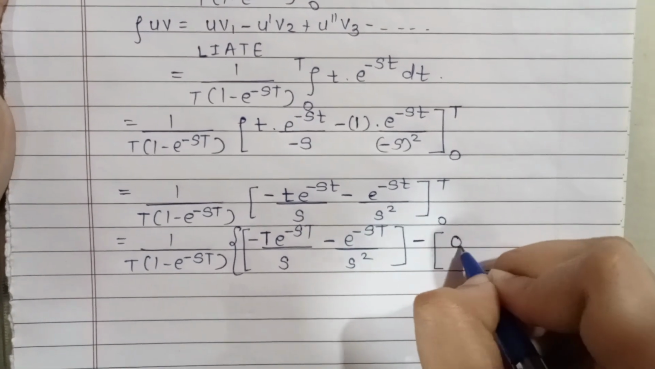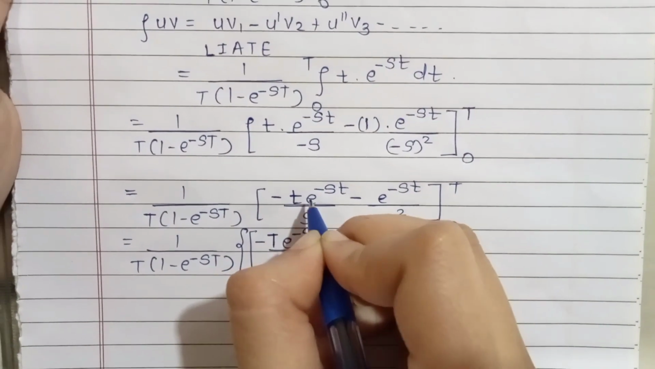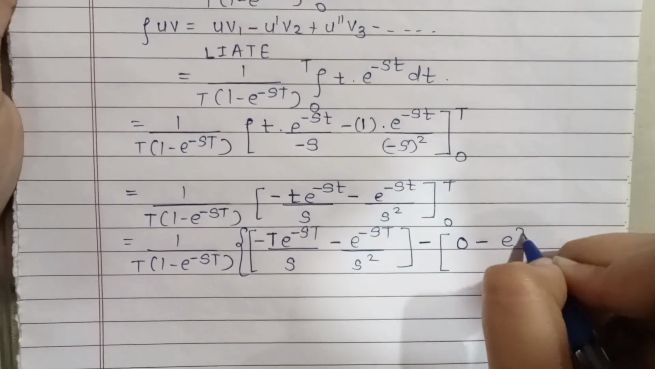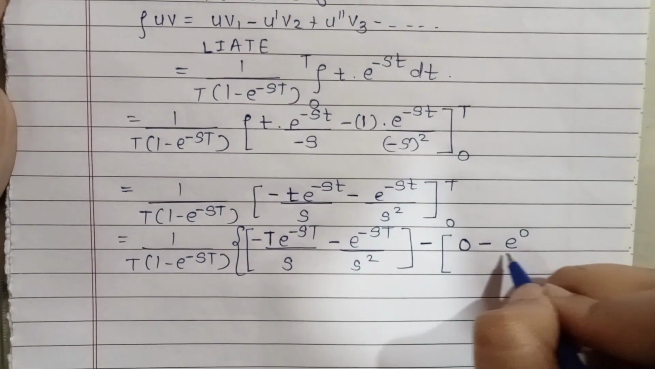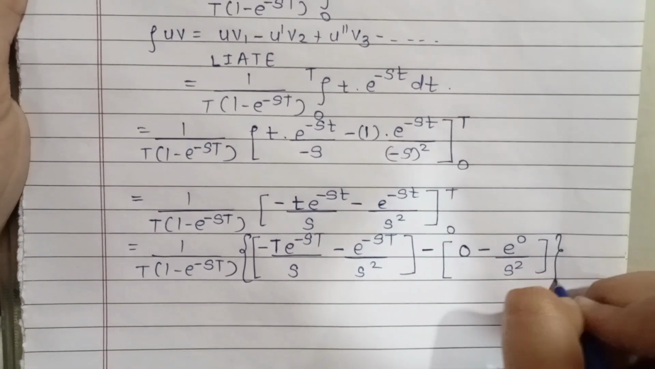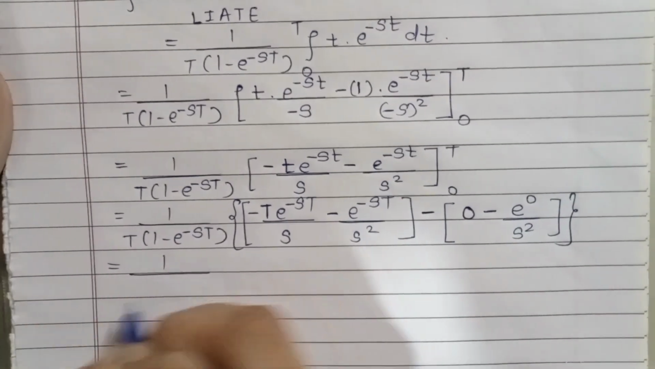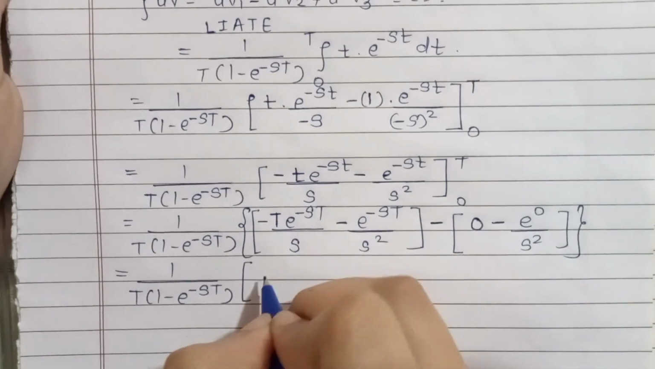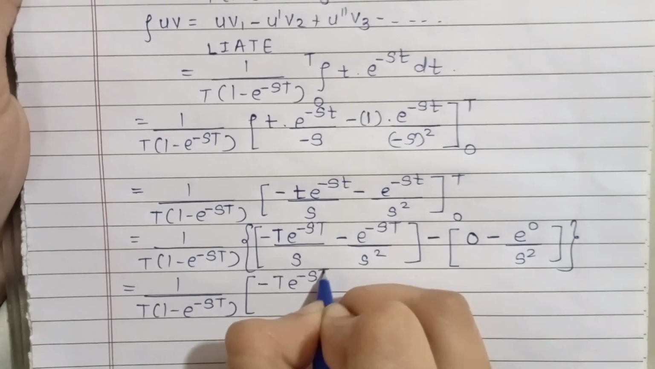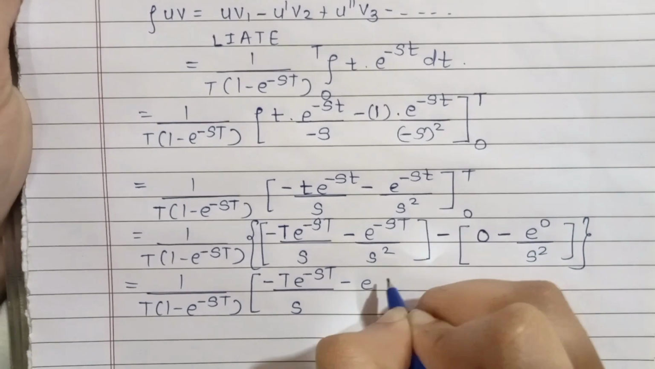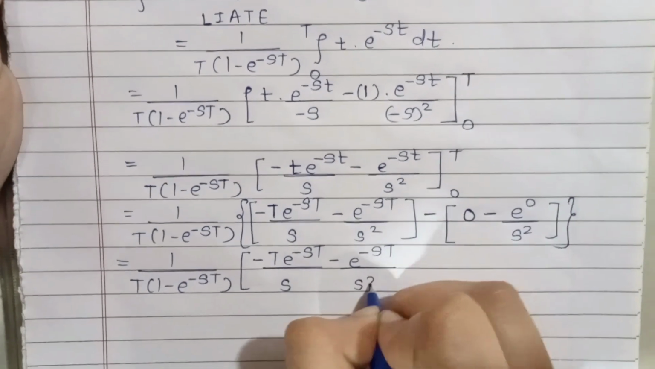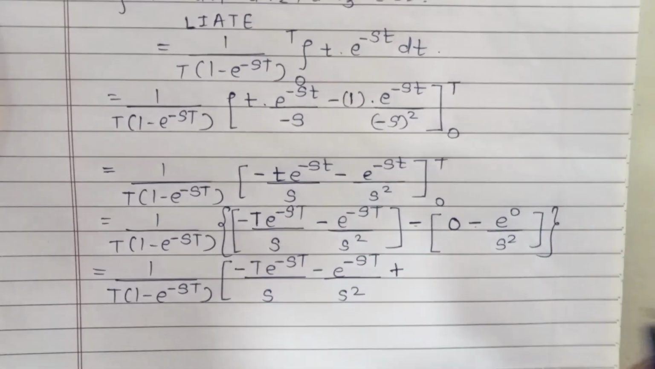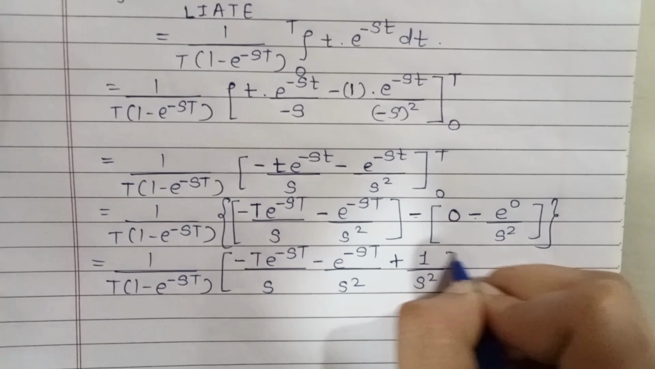We'll get the first term 0, because t is in multiplication with e raised to minus st, so the whole term will become 0. Minus e raised to 0, because s into 0 is 0, upon s square. This is the lower limit. Now we'll simplify this. 1 upon T into 1 minus e raised to minus sT in bracket, minus T e raised to minus sT upon s, minus e raised to minus sT upon s square. Minus minus will become plus. And what is the value of e raised to 0? That is 1. So 1 upon s square.